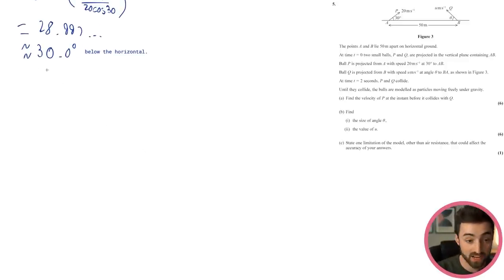Find the size of the angle theta, and the value of u. So I assume we're just going to do all of this together. There's quite a lot that we need to work out, really, isn't there? We've got both of these unknowns. We still don't know where they collide. There's probably quite a few places we can get equations here.